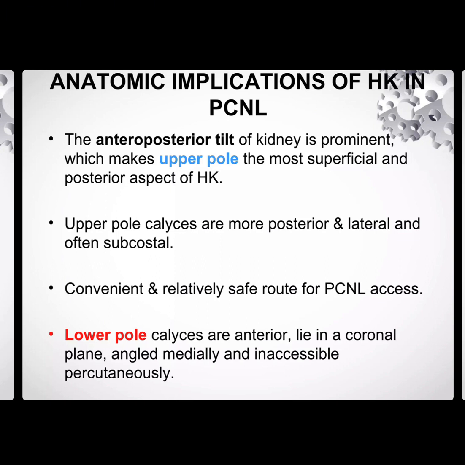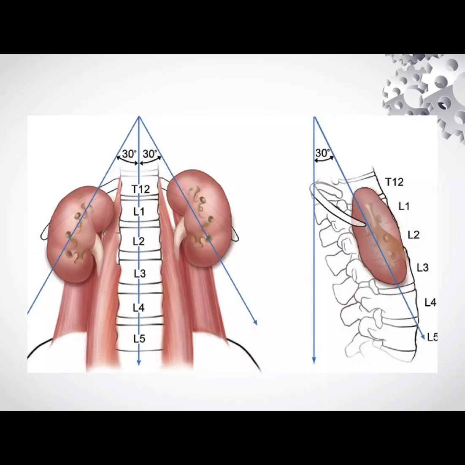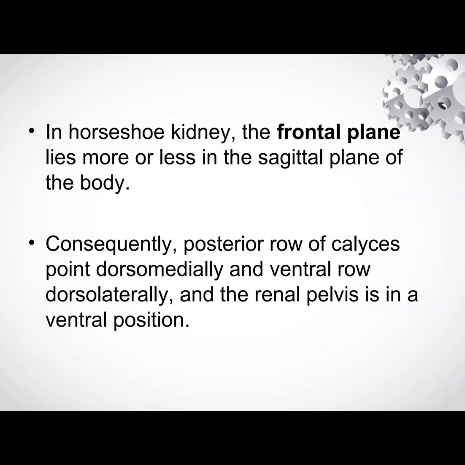In horseshoe kidney, the frontal plane lies more or less in the sagittal plane of the body. So consequently, the posterior row of calyces points dorsomedially and the ventral row dorsolaterally, and the renal pelvis is in a ventral position. In normal kidney anatomy, the upper pole calyces are in front of the 11th and 12th ribs, and entering them needs a supracostal approach. But luckily in horseshoe kidney, the kidney is low-lying, so there is no need for any supracostal approach.